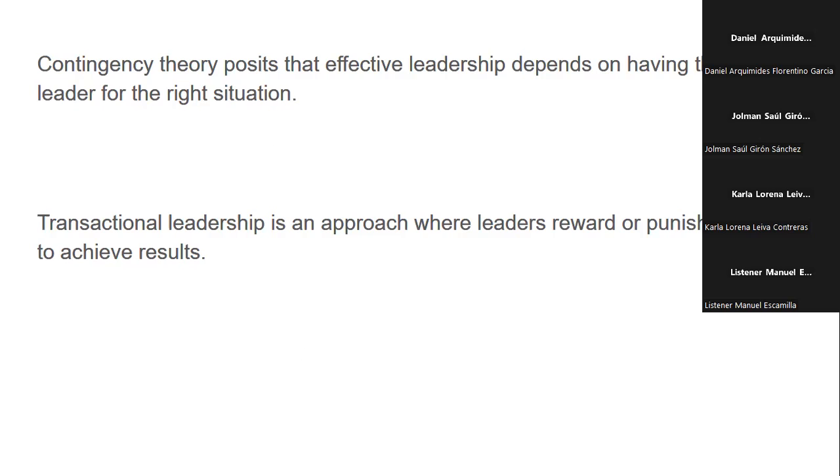Do you have any question on this paragraph? No. Posit is like position. Which one, I'm sorry? Posits, yeah. It's like expressing something, in this case.